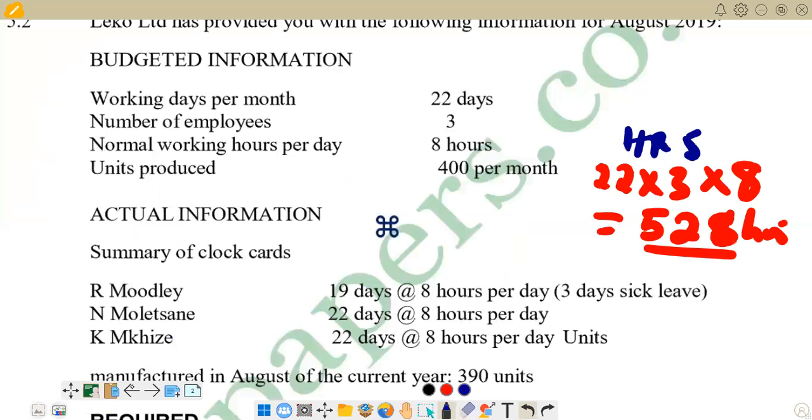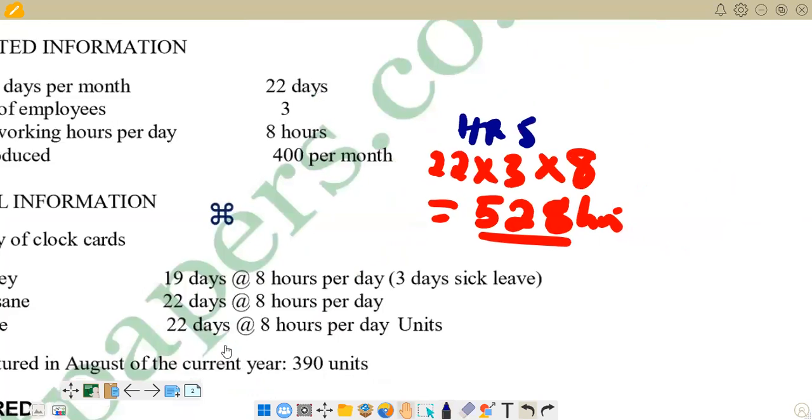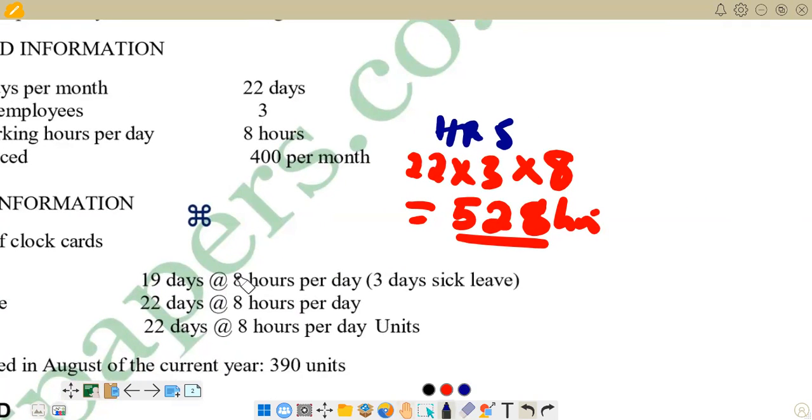So if you come back here, you would see that this is what we have in terms of actual. For the first worker, Aramud Lee, we are going to calculate the actual number of hours. We have 19 days, 8 hours per day. The 3 days of sick leave are removed. We know that the normal is 22 days, so if you remove the 3 days from 22, we are left with 19 days. So we say 19, then multiply by 8 for the first worker, and we get 152 here.